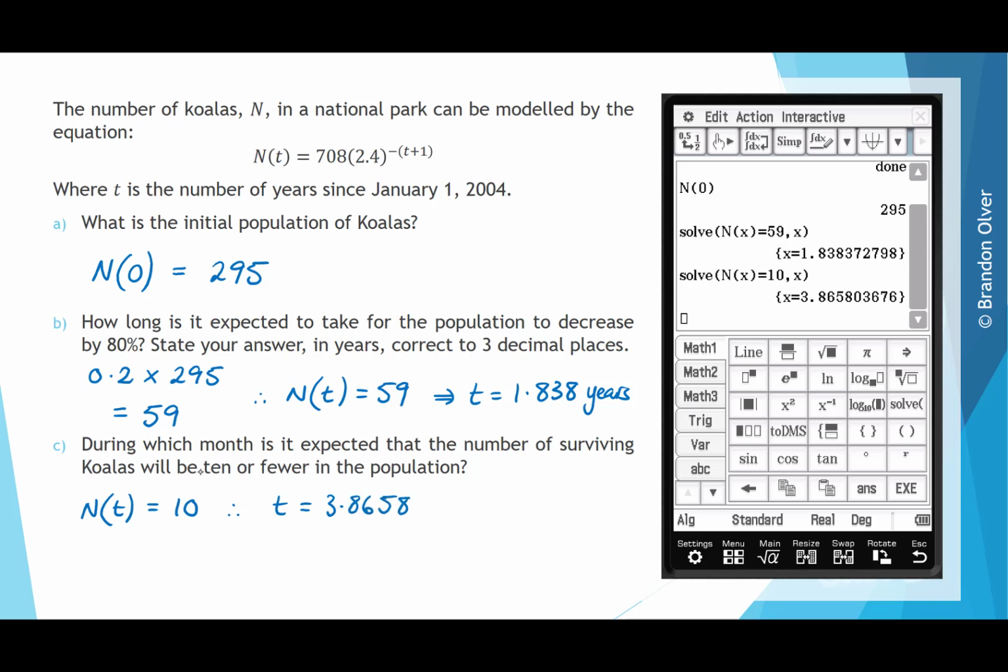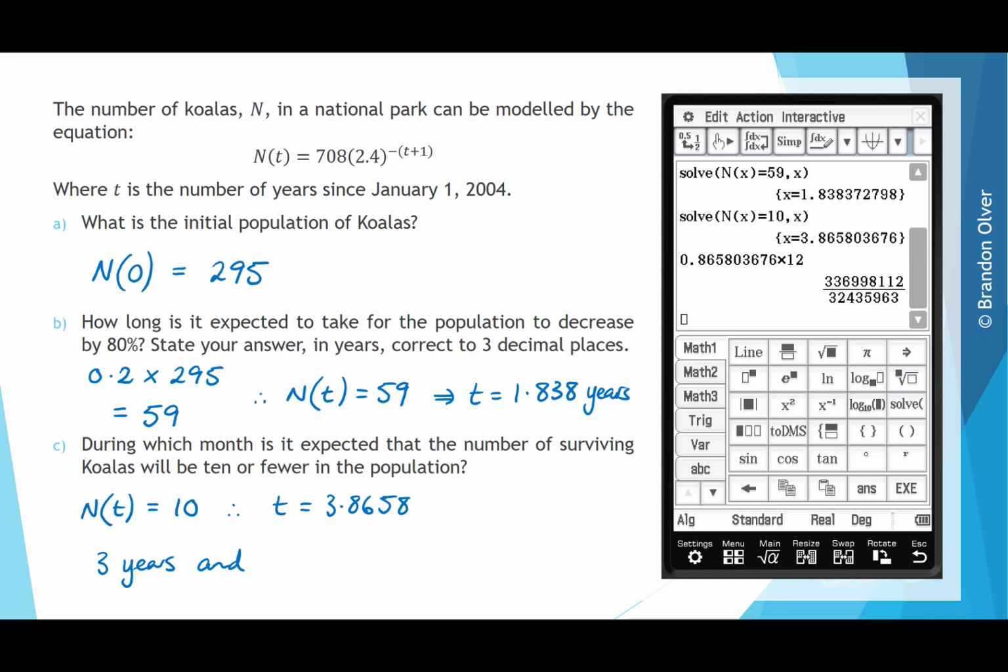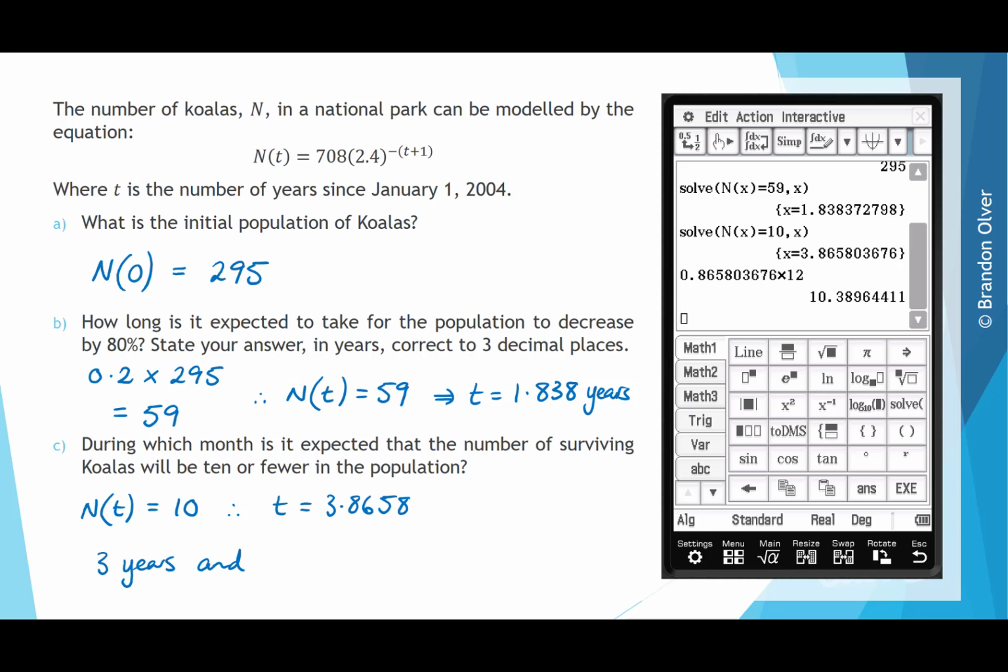3.8658. However, we need this to be in years and months, so the 3 stands for 3 years, and we now need to work out how many months 0.8658 of a year is. If we multiply that by 12, that will tell us the number of months. So it's 10.39 months, which means that the population will be 10 or fewer in November of 2007.